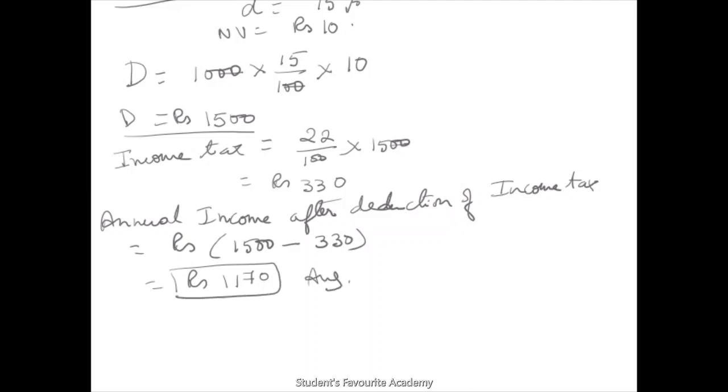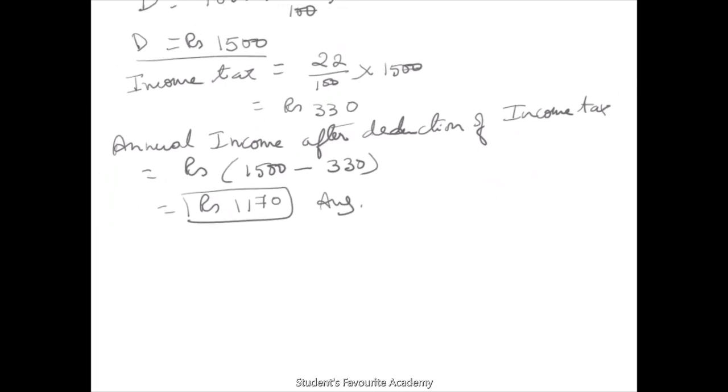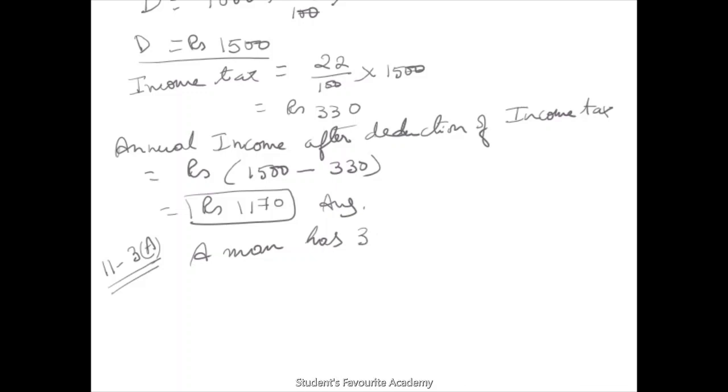Fine. Now a similar sum you will do as homework. This is the 11th question of exercise 3A. The question says a man has 300 shares, so the number of shares is 300, rupees 50 shares, so that means this is the nominal value, rupees 50 shares.